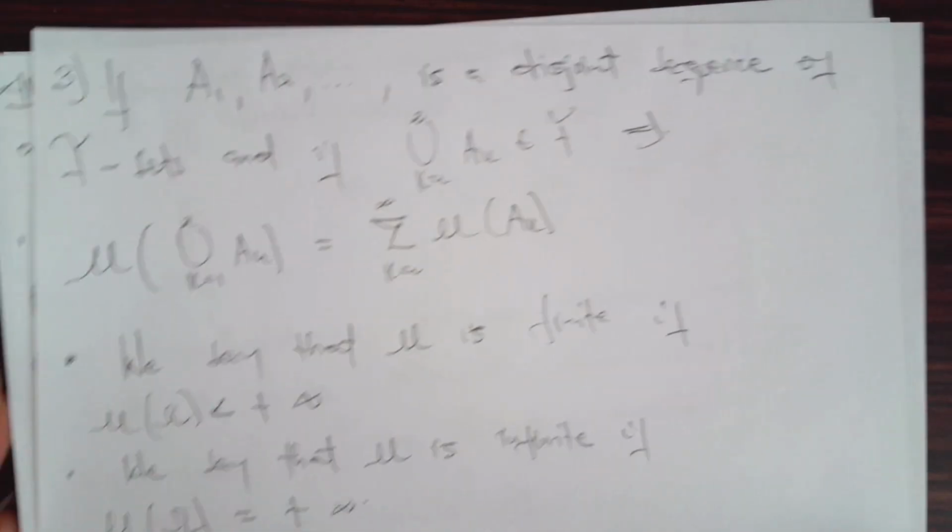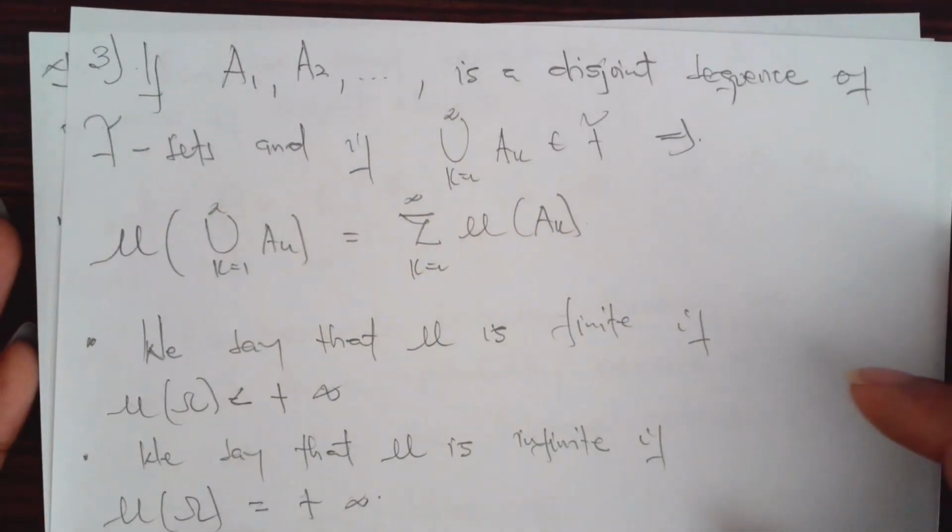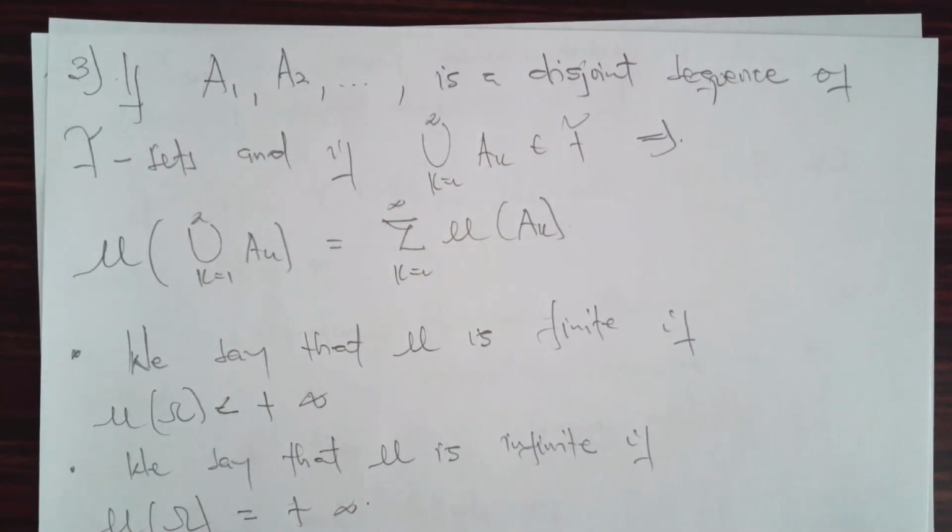The third condition is that if A1, A2, up to infinity is a disjoint sequence of sets in F, and their union also belongs to F, then the measure of their countable union is equal to the sum of their individual measures. This is called countable additivity.